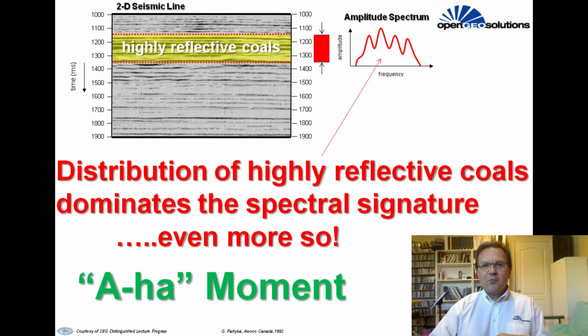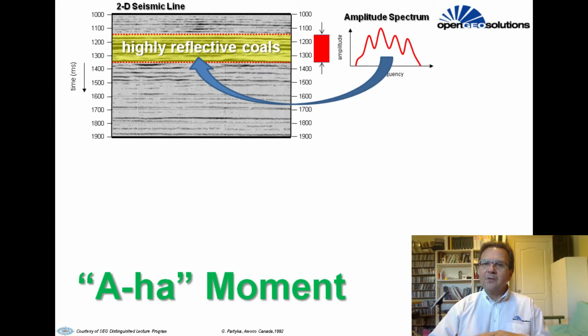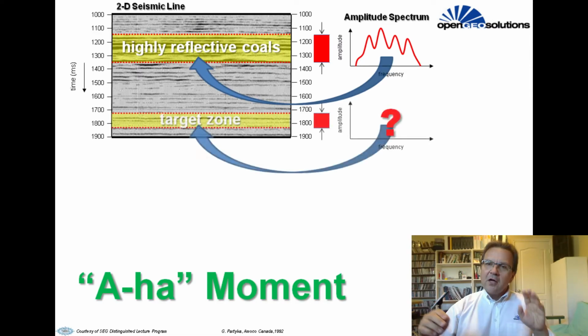That was really the aha moment. The realization that if a short window around the coals was telling us something about the distribution of the coals, then why don't we see if a short window around a target zone could tell us something about the geological details of that target zone?